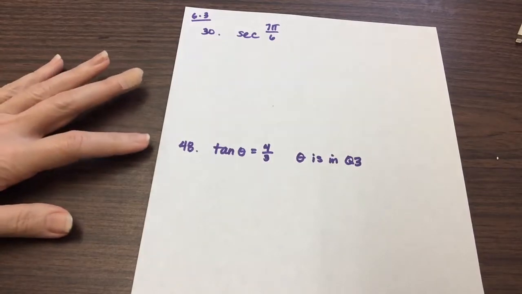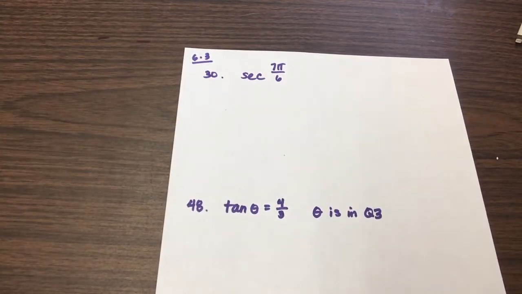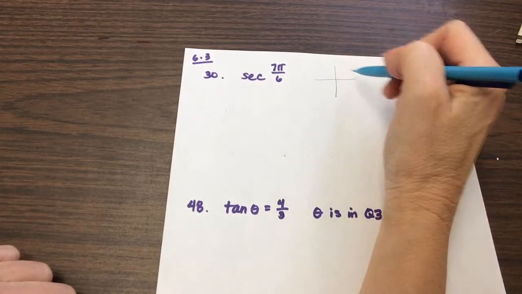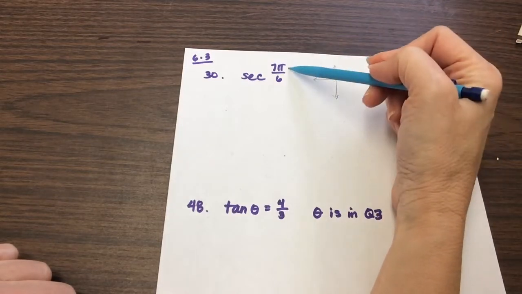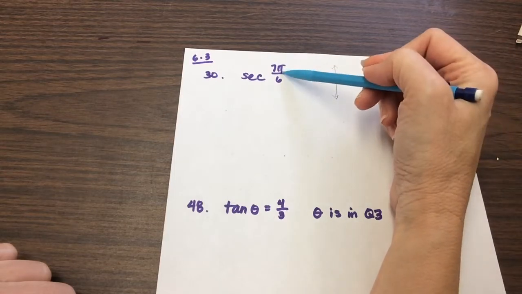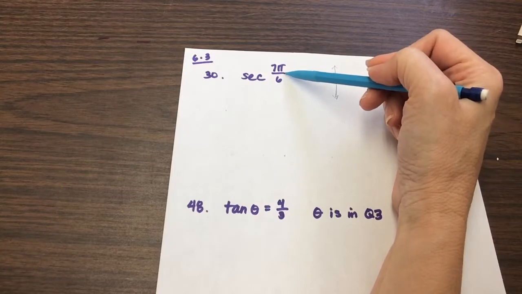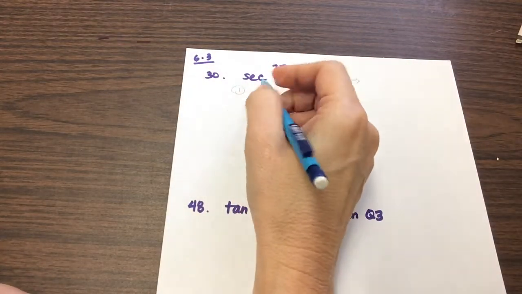Alright, so let's do secant of 7 pi over 6. Which quadrant is this going to be in? I don't know why I picked problems, but it seems like all our problems are coming from the third quadrant. So 7 pi over 6, right there we are. And like I said, you could change this to degrees if you're more comfortable with that. But we're looking at quadrant 3.